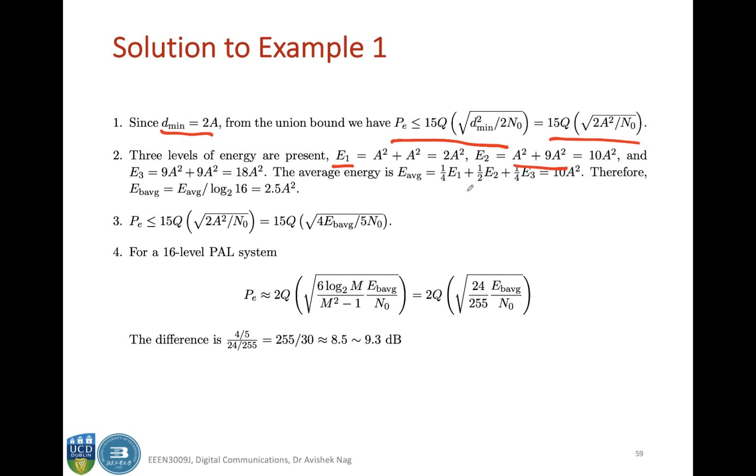The average energy will be the total energy divided by the number of these cases. So this is the average energy. Then the average bit energy is the average symbol energy, which is the one you calculated, divided by the number of bits in a symbol, which is log2 16, that is 4. So you get the average bit energy like this.